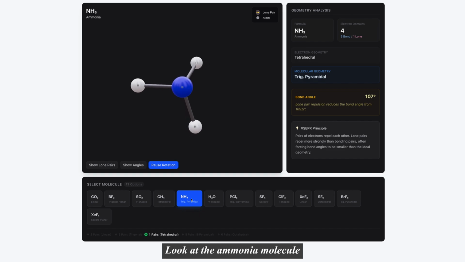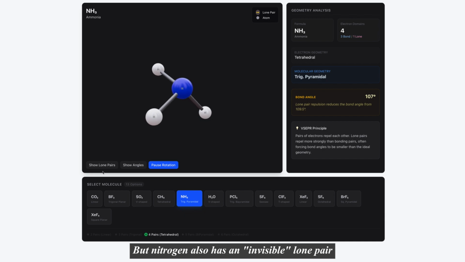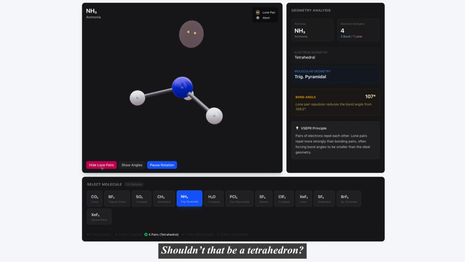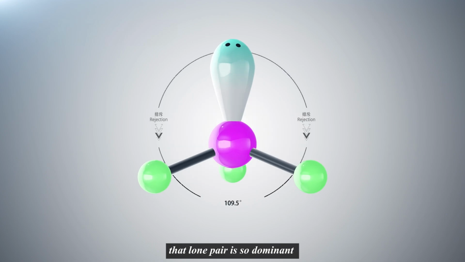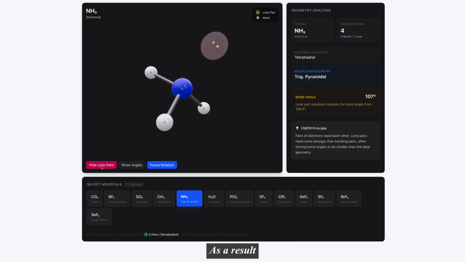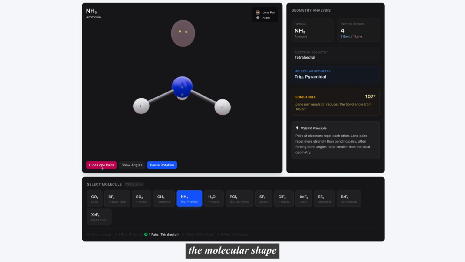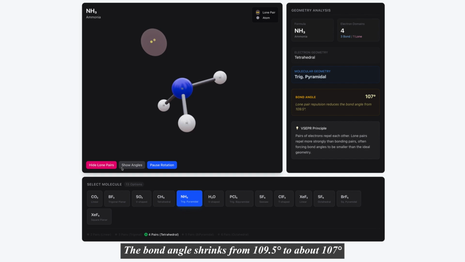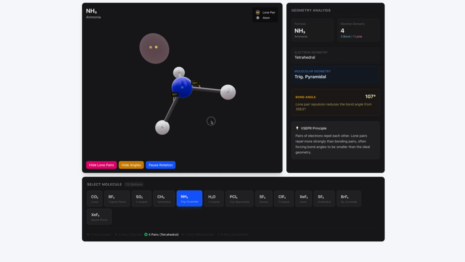Look at the ammonia molecule, a nitrogen atom bonded to 3 hydrogen atoms. But nitrogen also has an invisible lone pair, making 4 sets of electron pairs in total. Shouldn't that be a tetrahedron? Here's the catch. That lone pair is so dominant that it strongly repels the 3 NH bonds, pushing them downward. As a result, while the electron geometry remains tetrahedral, including the lone pair position, the molecular shape, considering only the atoms, becomes a trigonal pyramid. The bond angle shrinks from 109.5 degrees to about 107 degrees.